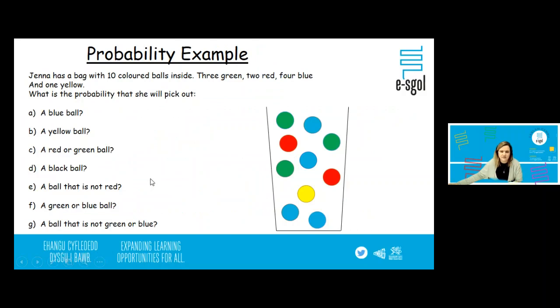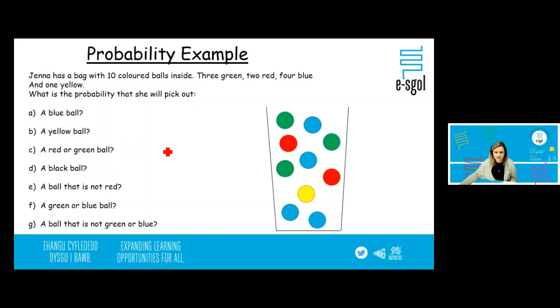Right then, and now we go on to a question. This is starting off quite basic, and we're going to then build up to our exam questions as we go through the lesson. So Jenna has a bag with 10 coloured balls inside, 3 green, 2 red, 4 blue and 1 yellow. What is the probability that she will pick out, and then we've got some questions here, a blue ball.